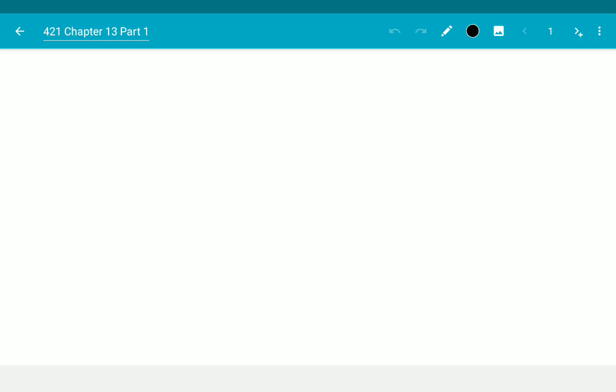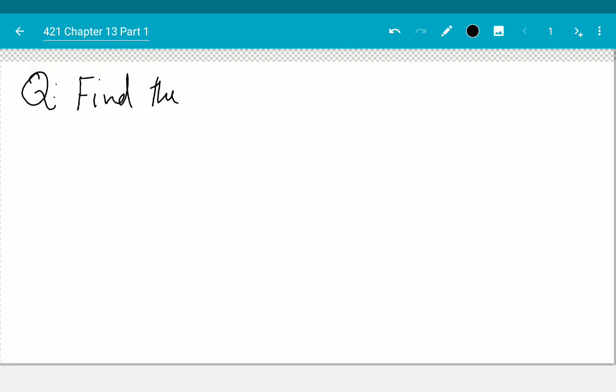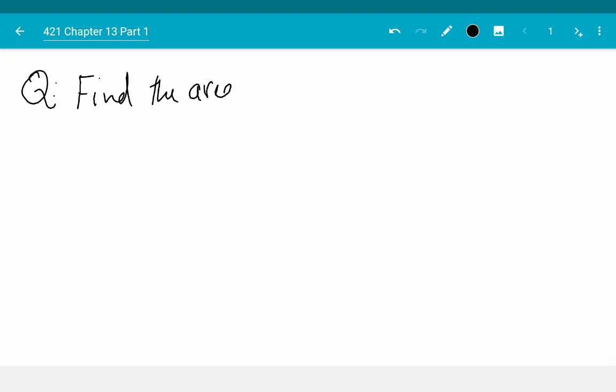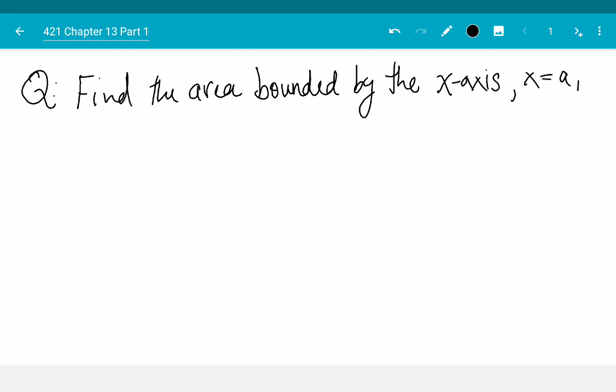Let's do it again if you have forgotten. So the question we would like to answer is: find the area bounded by the x-axis and some function f of x between a and b. x is equal to a, x is equal to b, and the graph of function f of x.